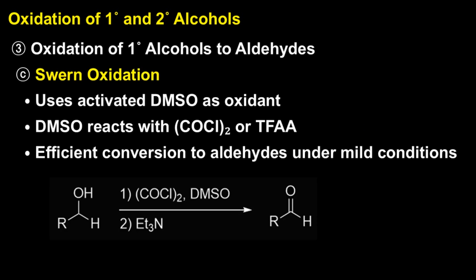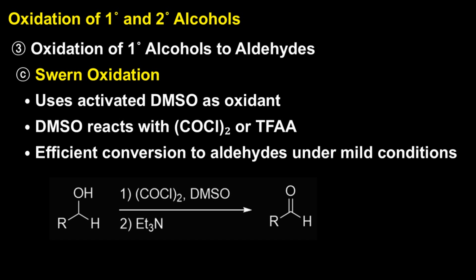Now here's another great method, the Swern oxidation. This one doesn't use chromium at all. Instead, it uses DMSO, dimethyl sulfoxide, as a sulfur-based oxidant. But not just plain DMSO, it has to be activated first, usually by reacting with oxalyl chloride, or sometimes TFAA. Once activated, it becomes a very effective oxidant, especially for turning primary alcohols into aldehydes.